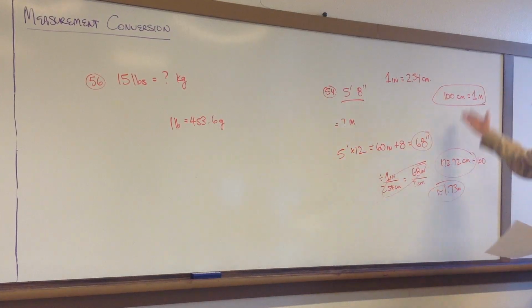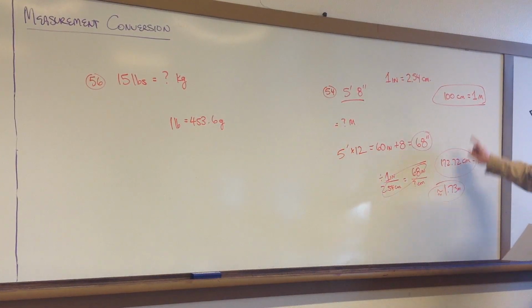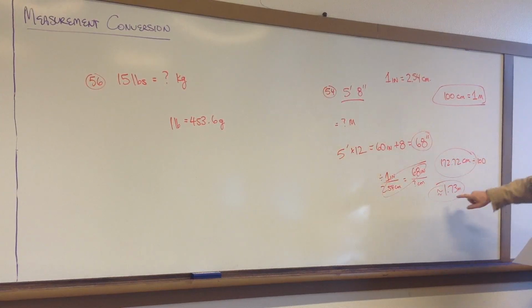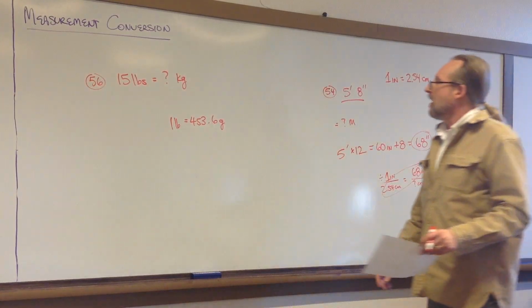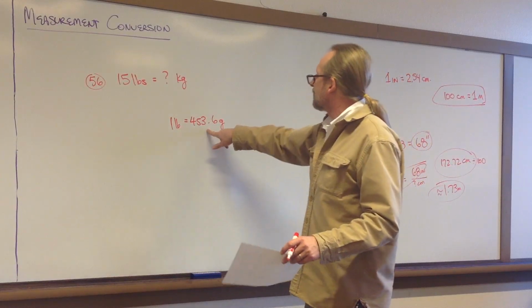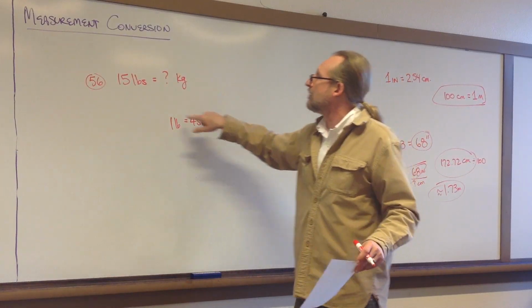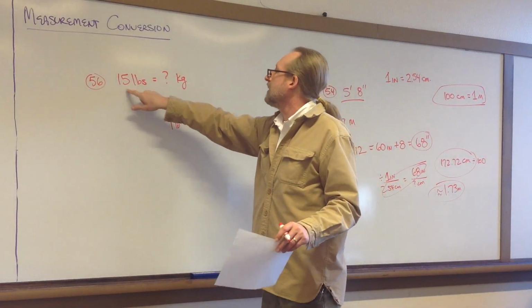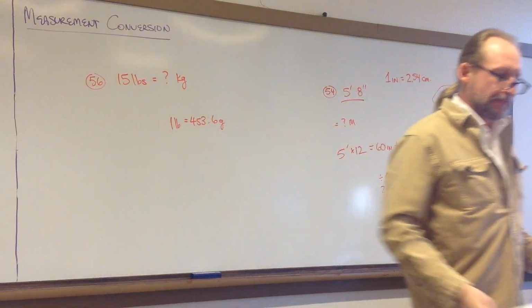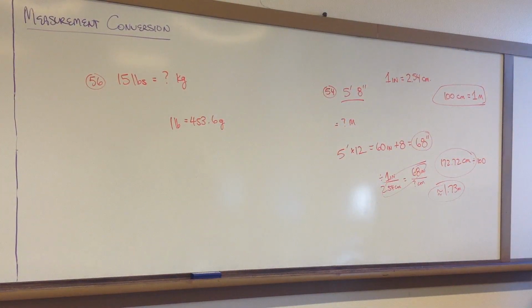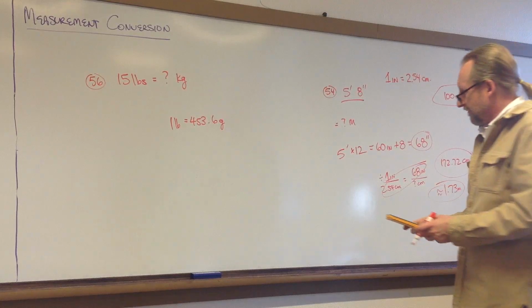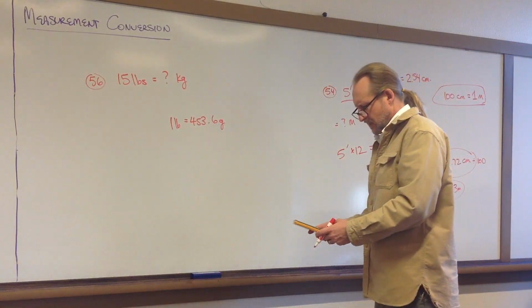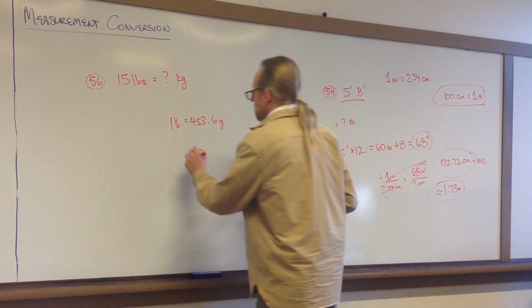Very similar to what we did here. We changed this into centimeters, right here, and then we turned the centimeters into meters. So every pound is 450 some grams, and we've got 15 pounds. That means we're going to multiply 15 times that conversion factor, 453.6 times 15.